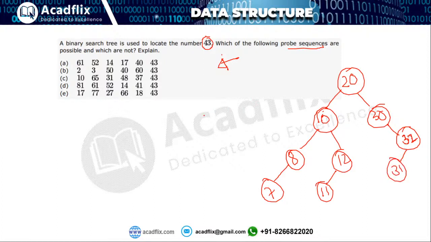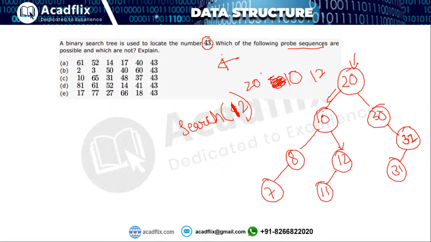Fine. So now if I say that I have to search for, let's say, 12, then what all nodes can I come across? What is a possible probe sequence? I'll come across 20 because it is my root node. Then I'll see that 12 is less than 20, so I'll go to its left and I'll come across 10. Now I'll see that 12 is greater than 10, so I'll come across 12 only.